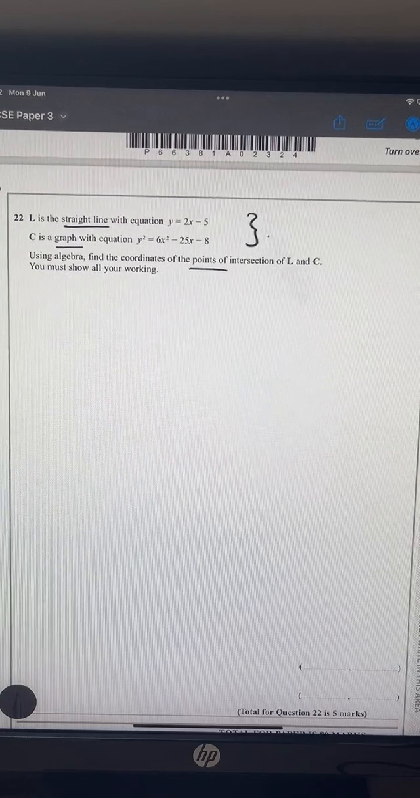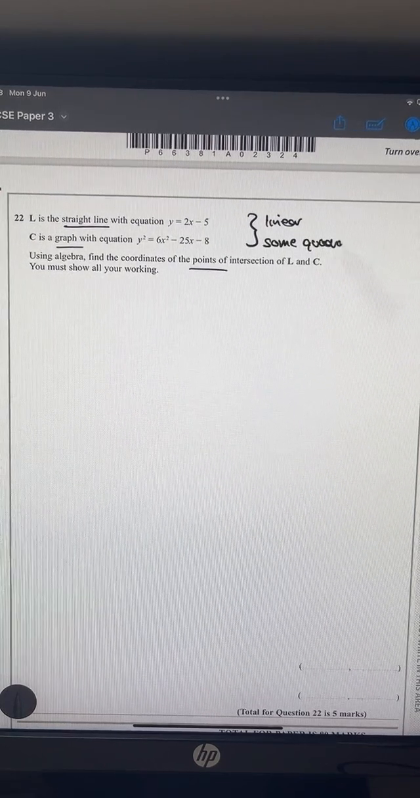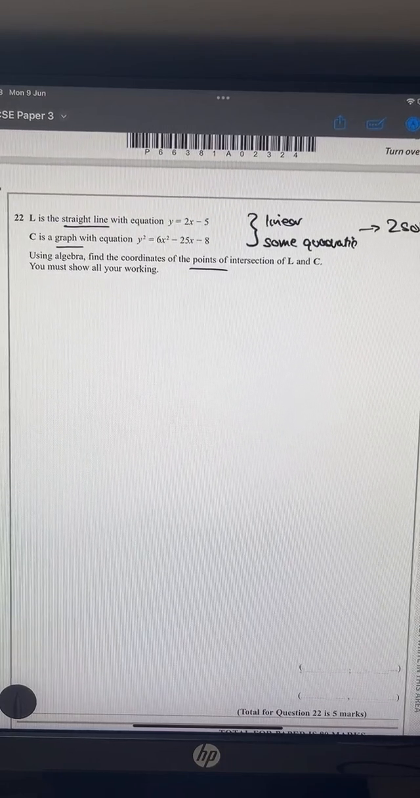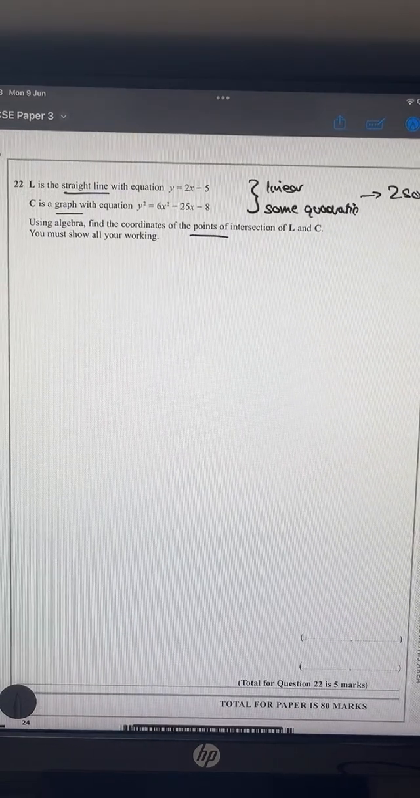Why? Because we've got a linear equation and we've got some sort of quadratic. It's kind of weird because you've got a y squared, right? So that means we're going to have 2 solutions. All right, this just looks like you're going to have to do a lot of work. And it's the last question. Oh, and also in the bottom right corner, it gives you your coordinates. So let's get right into it.